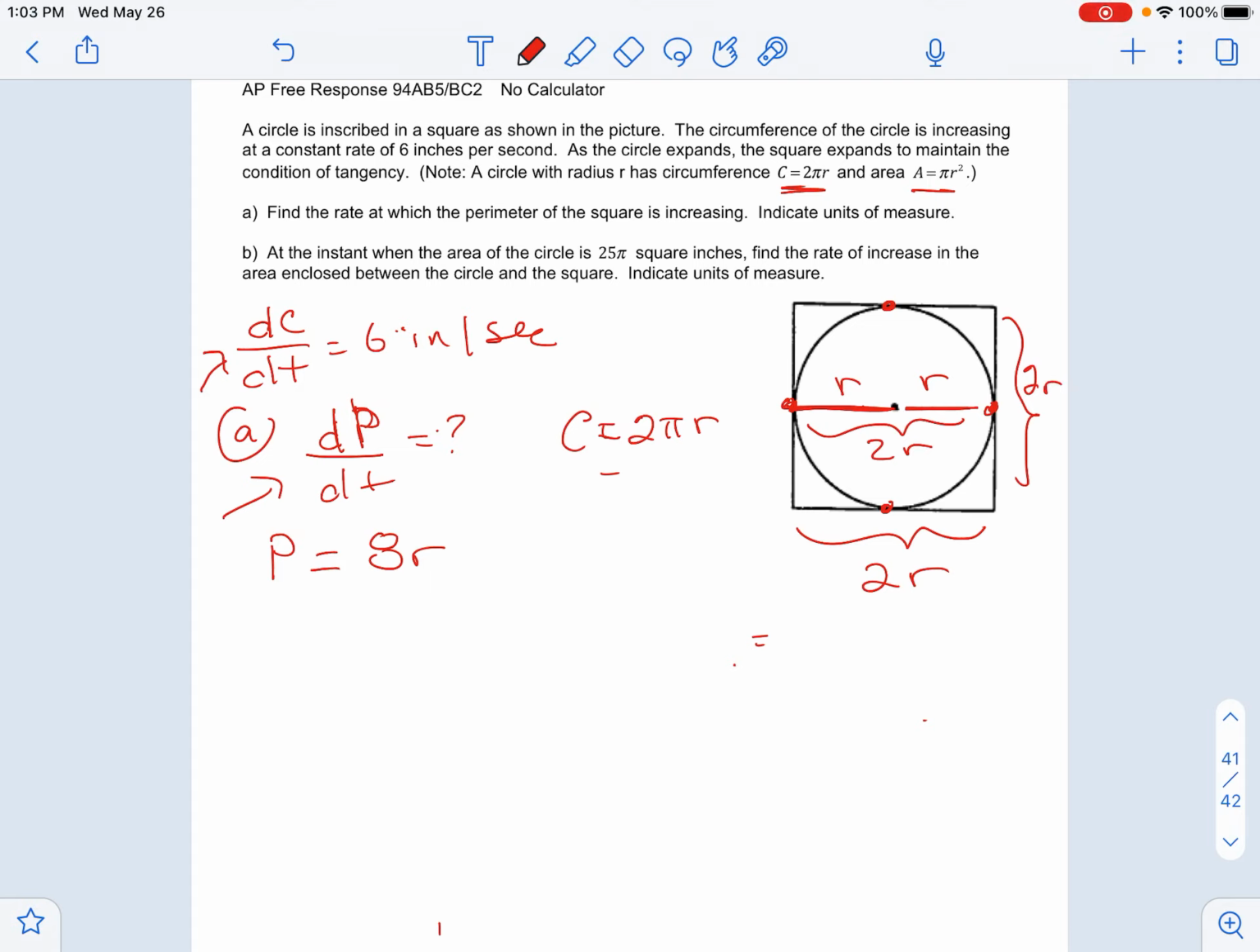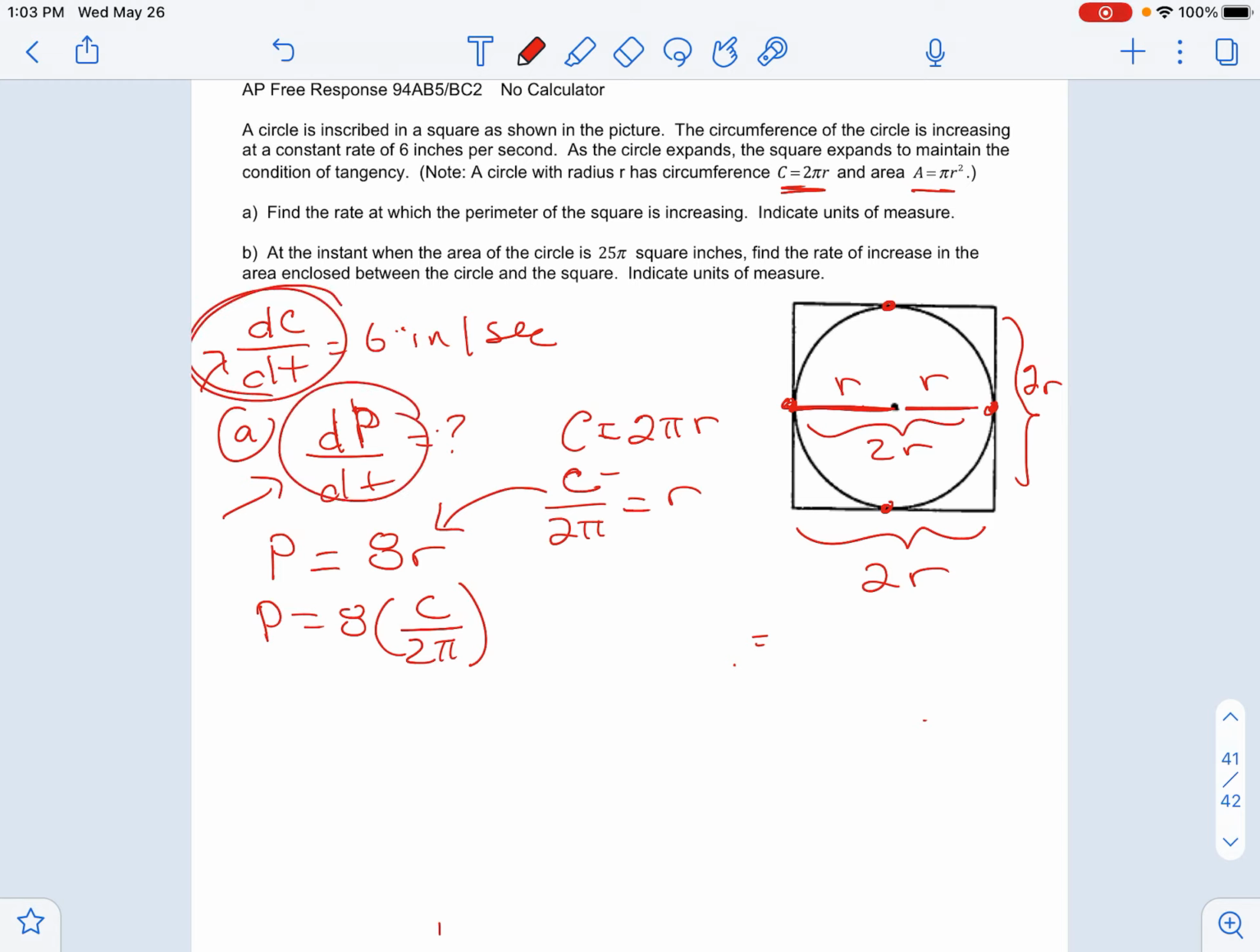4 times around. But since I know the circumference is 2πr, I can solve this for r, and I can write a perimeter equation in terms of the circumference. And the reason why I did this is because I'm only given dC/dt, and I'm trying to find dP/dt, so I want an equation that relates perimeter with circumference. I'm going to clean this up.